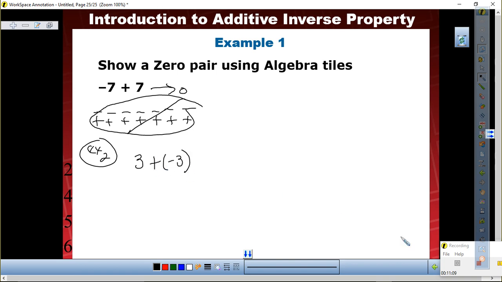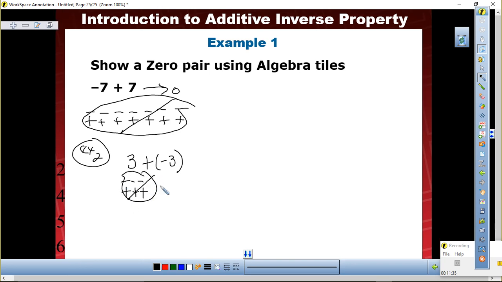I'll give you some time for that. All right, so you put your 3 positives, your 3 negatives, and your picture should look like this. Or maybe you put the negatives underneath, right? You circle your 0 pair, so therefore this represents 0. For those of you on the video, this is what we're doing here. We started with 3 positives, then we did 3 negatives, circle your 0 pair. That means this is 0. Hands up if you got that.